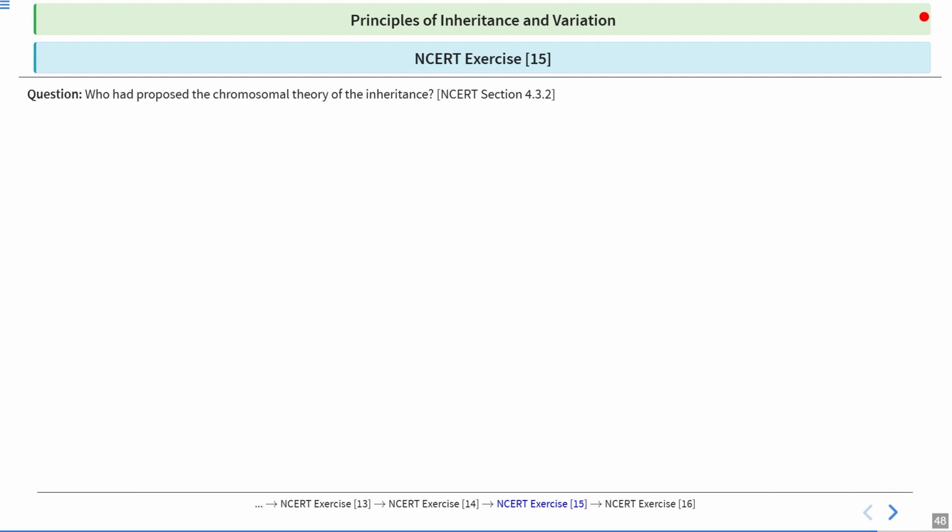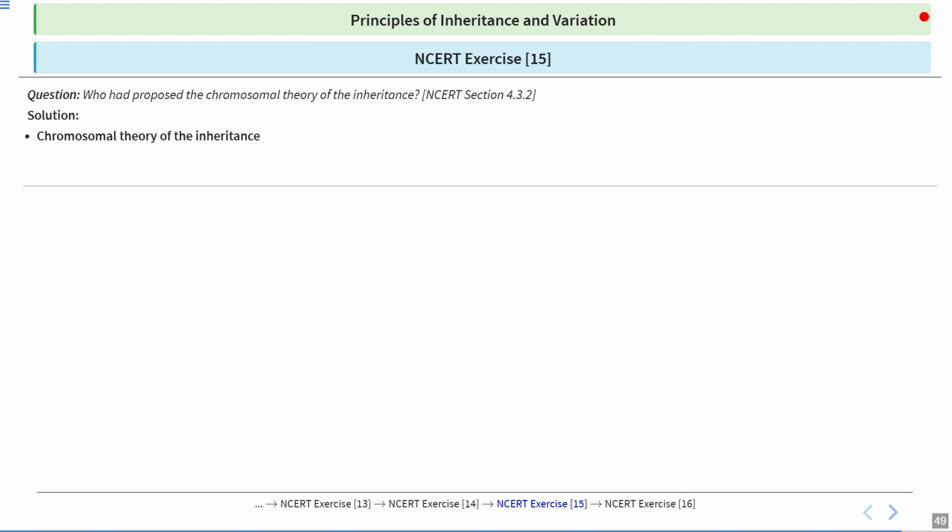The next question: who had proposed the chromosomal theory of inheritance? This is a very straightforward question. They are just asking who has proposed the chromosomal theory of inheritance. So what will be the answer for this question? Let's have a look at the answer now. The chromosomal theory of inheritance was proposed by Sutton and Boveri. They proposed it in 1902.